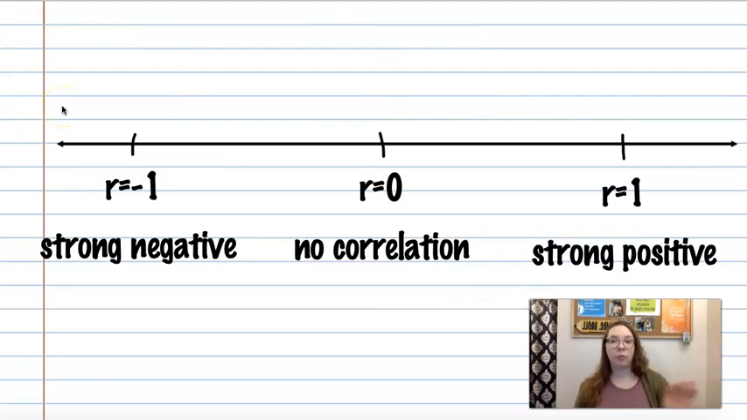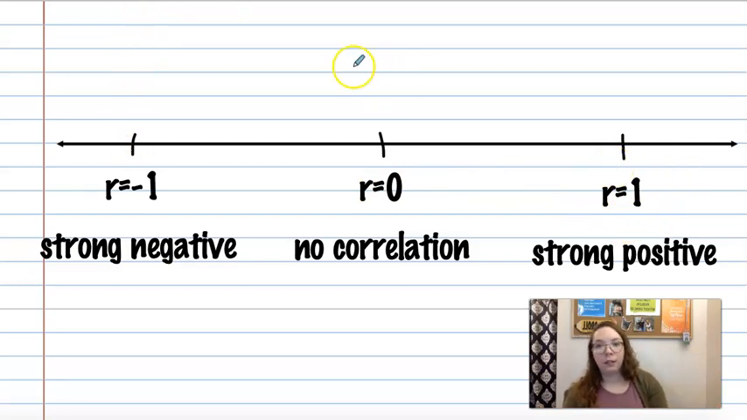All of our R values will fit on a scale somewhere between -1 and 1. And the closer to 1 or -1, the stronger the relationship. So we'll see a lot of 0.999, 0.998, things like that. That's a really strong relationship. So if it's close to -1, it's a strong negative. If it's close to 0, there's no correlation. It'd be one of those graphs where it's all over the place. And if it's close to +1, it's a strong positive.